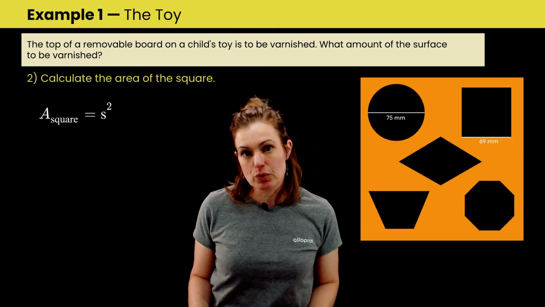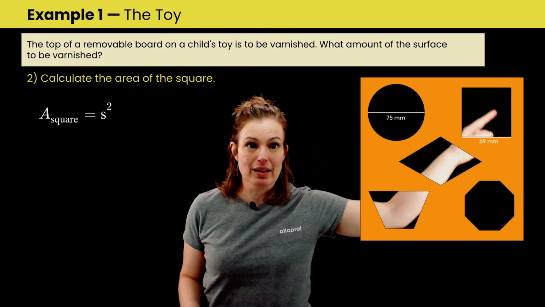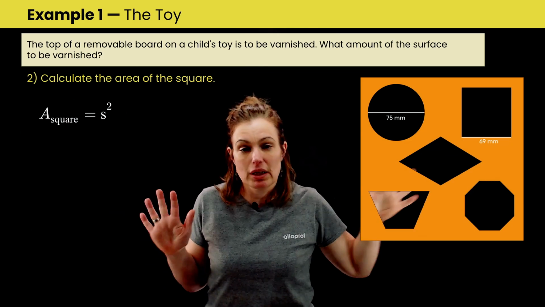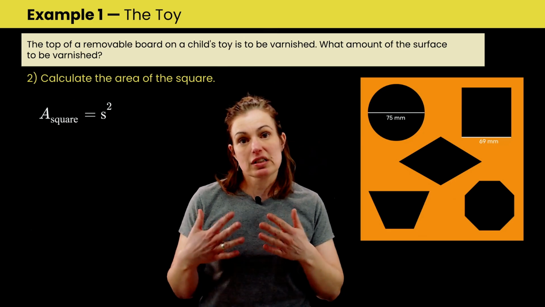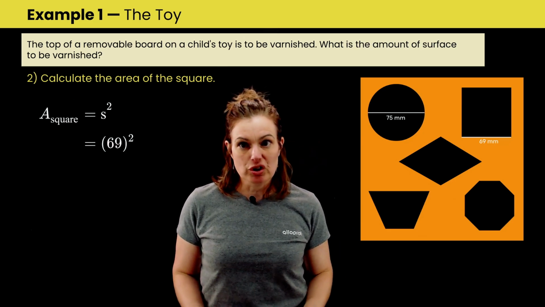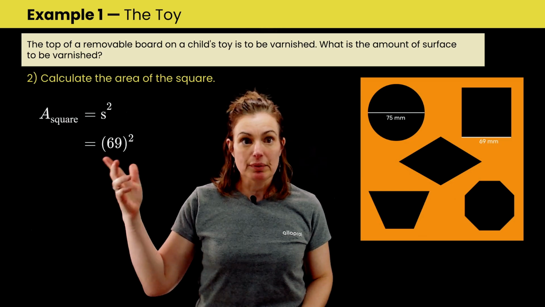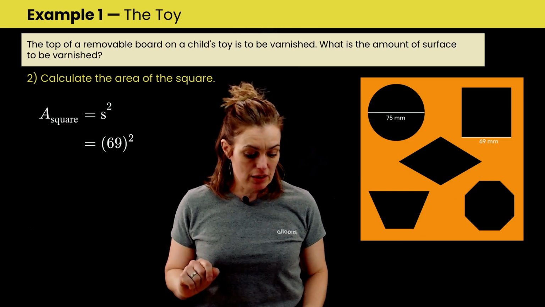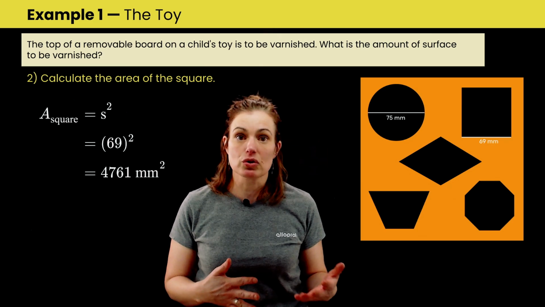So we're going to move on to the square now. The square, of course, has the same length on all of its sides. All 4 sides of a square are the same length. So when we're calculating the area of the square, it's just the side squared. We had a side length of 69 millimeters, so we're going to take 69 and square it to give us a total of 4,761 millimeters squared.